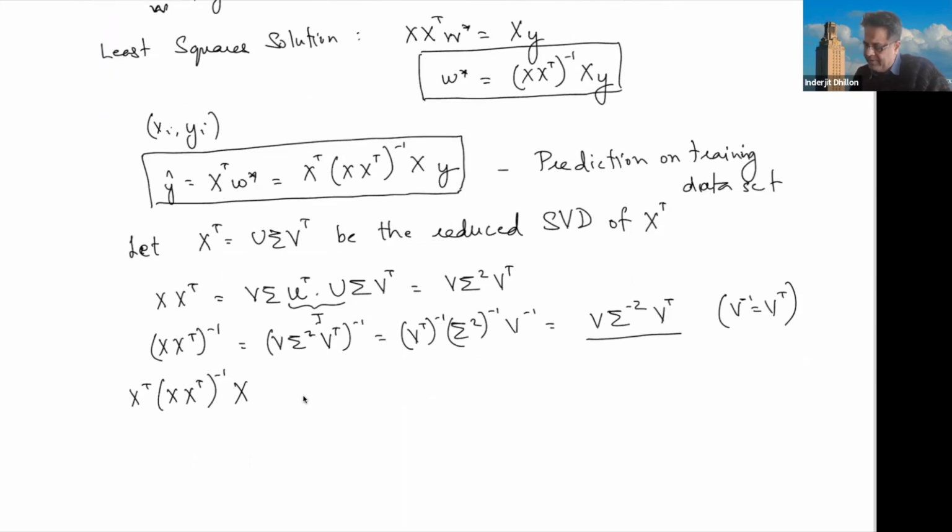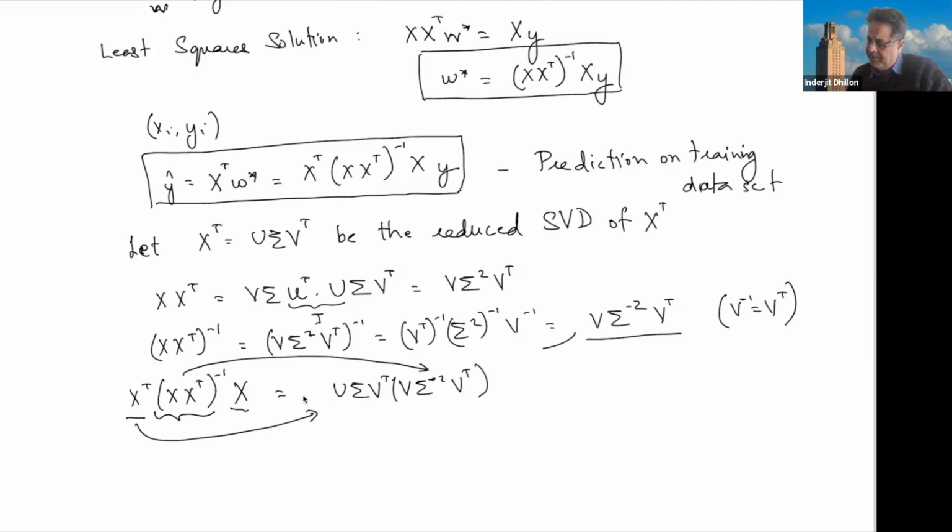Now if I plug that in, I can plug it over here. And then I have X on either side, X on this side, X transpose on this side. So let's put it all together. I have X transpose is U sigma V transpose. Then I have XX transpose inverse is V sigma minus 2 V transpose from above. Same thing over here. And then I have V sigma U transpose.